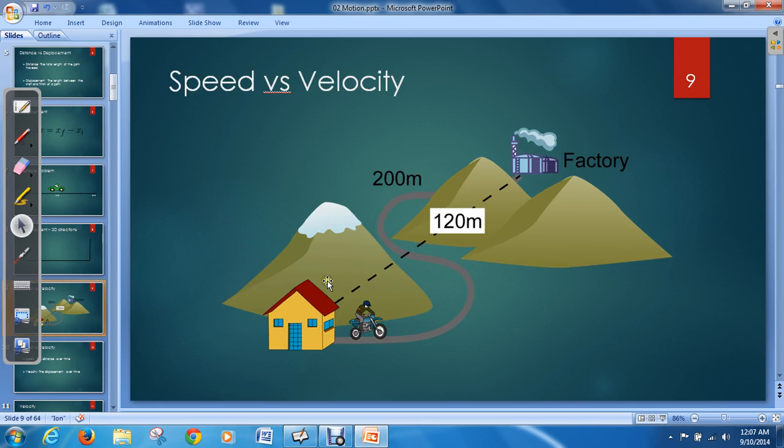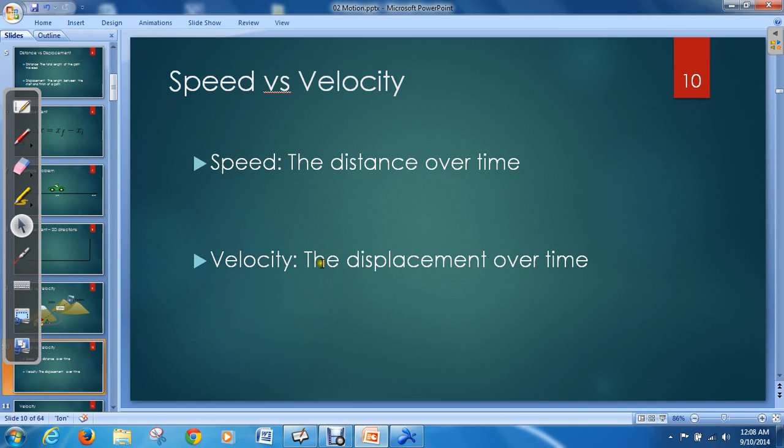Then we talked about speed and velocity. Same thing, the motorcyclist goes around. Let's say it takes him 10 minutes to get from here to there. Then his speed is going to be his total path traveled over his time, whereas his velocity is just going to be this displacement over time. So that's again the difference. Speed is the distance over time, velocity is the displacement over time. Just like displacement and distance, velocity and speed behave the same way.